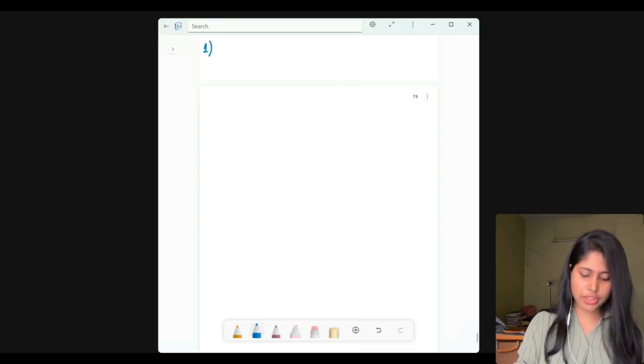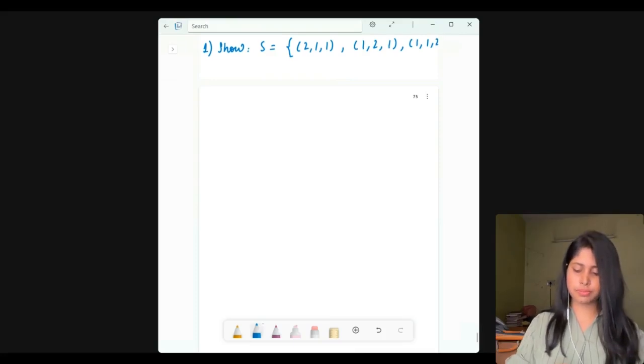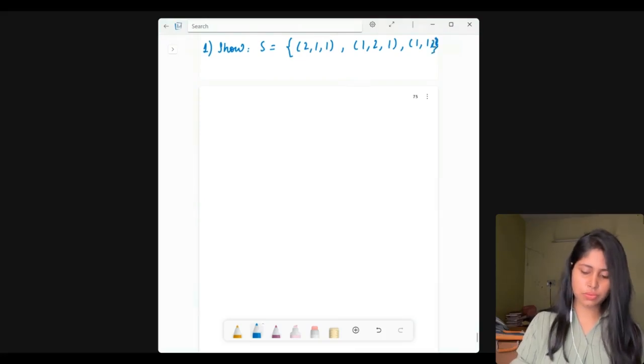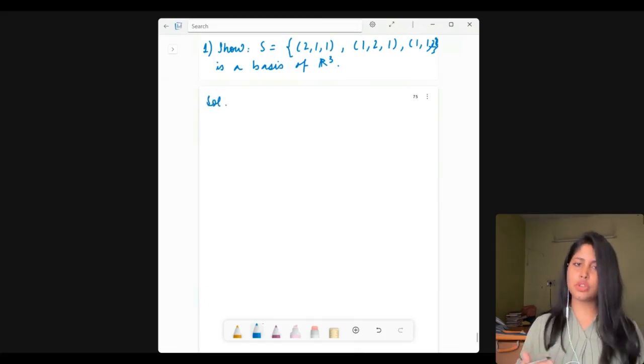Question number 1 is: show that S is equal to {(2,1,1), (1,2,1), (1,1,2)} is a basis of R3. So for the first part, what do you need to write?